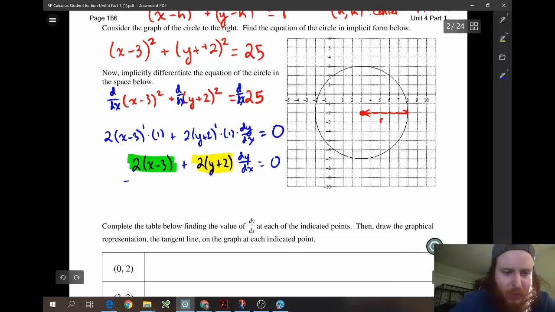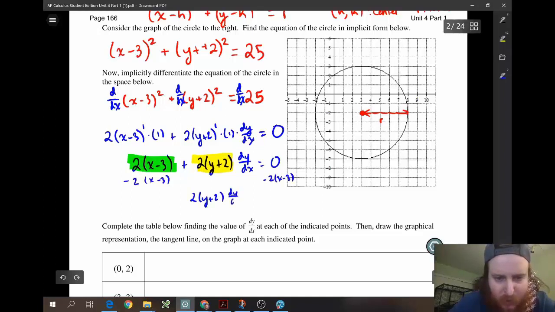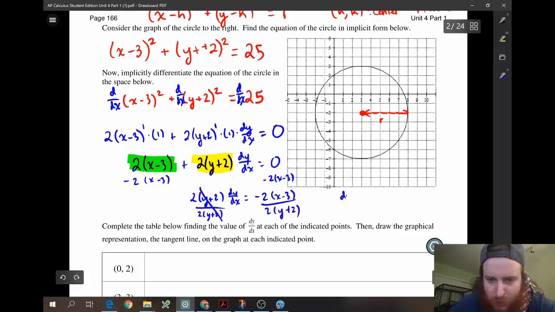So the long way would be subtract 2 times (x minus 3) from both sides. So we get 2(y plus 2) dy/dx. If you wanted to cancel out your 2's, by the way, you could have, since there's a 2 in every term. And divide both sides by 2 times (y plus 2). And so we get dy/dx equals negative (x minus 3) over (y plus 2).